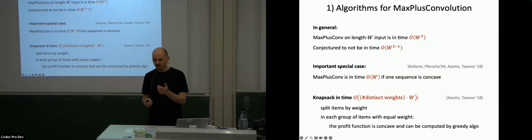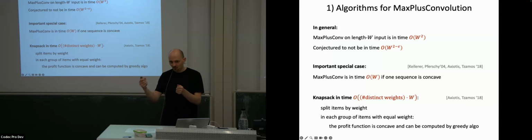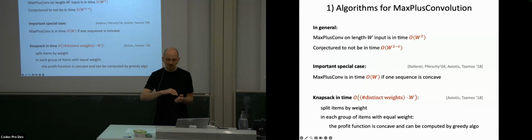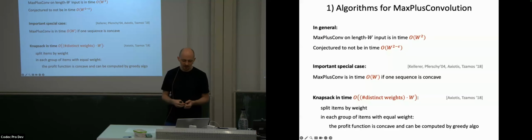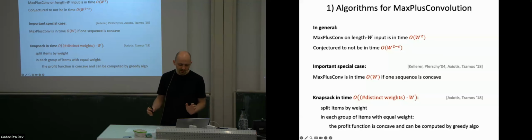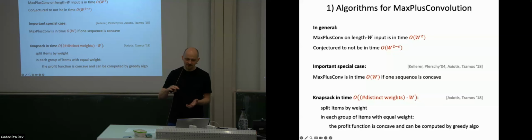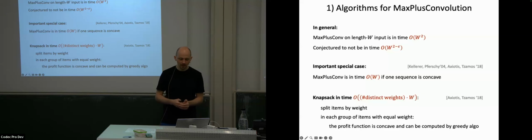You simply want to pick the item with largest profit first, and then the one with next largest profit, and so on. It turns out that the profit function then also is a concave function. You get this diminishing returns property. So inside every group, the problem can be easily solved in linear time by a greedy algorithm. And the resulting profit function inside every group is concave. So all that remains is to combine all the groups.